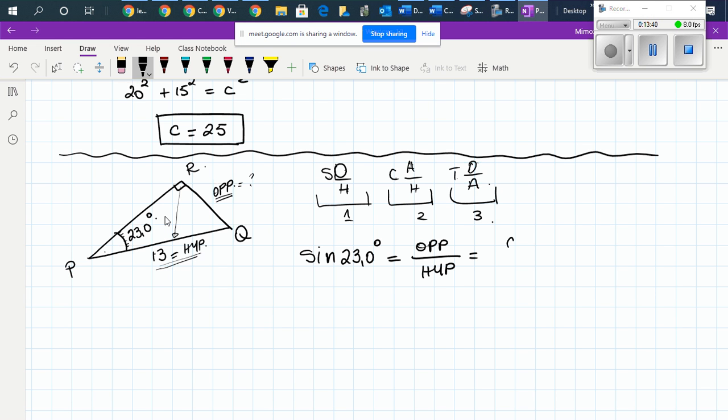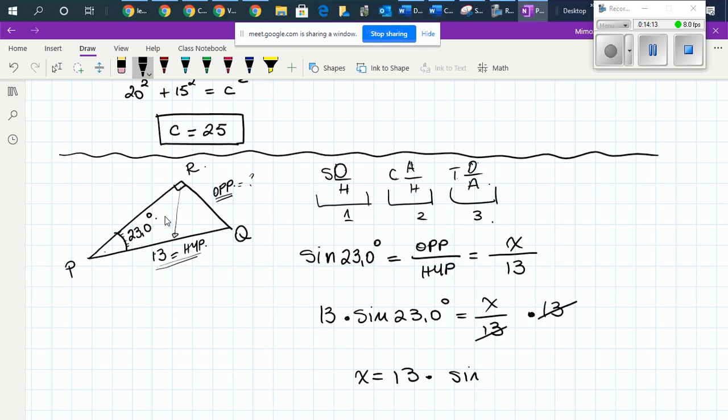So in this case, the opposite is an x. Something that we don't know, we assign it with x over 13. Now this turned out to be simple math. So when we have sine 23 is equal to x over 13, the way that we solve it is by multiplying both sides by 13 so that we can cancel the denominator, and then x will be equal to 13 times sine 23.